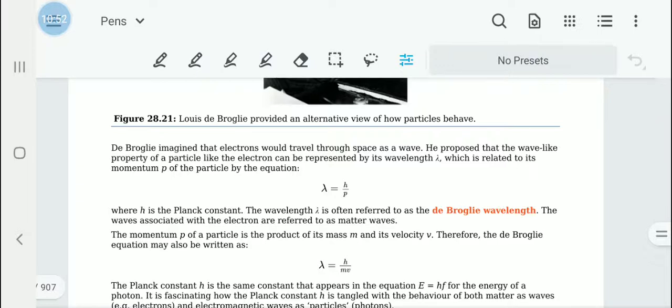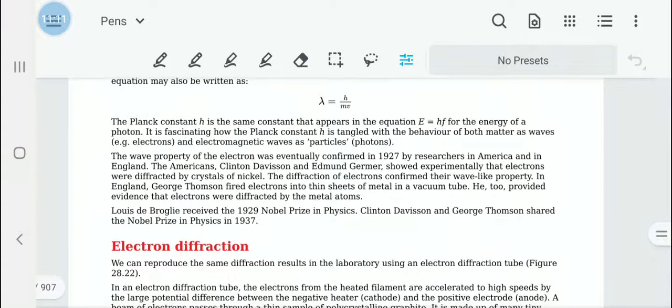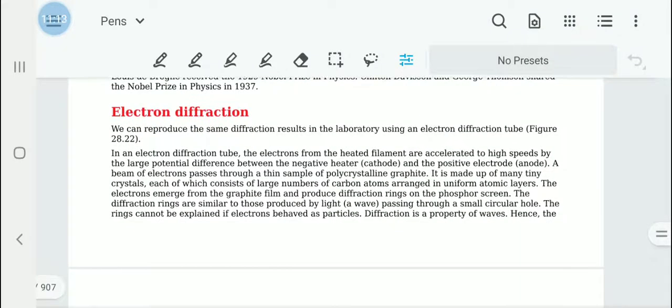Lambda, leave a line and write lambda, put a dash and write de Broglie wavelength. Because momentum p equals mv, the de Broglie wavelength can be defined as lambda equals h upon mv. I hope that makes sense.